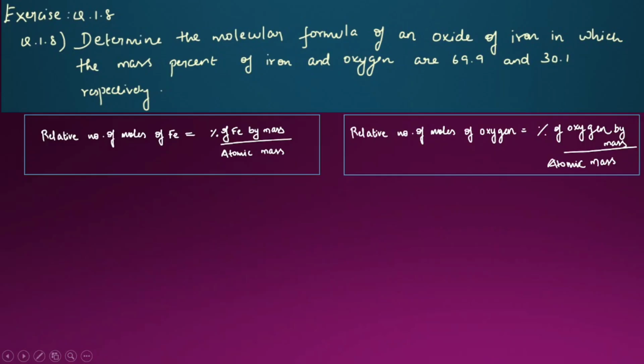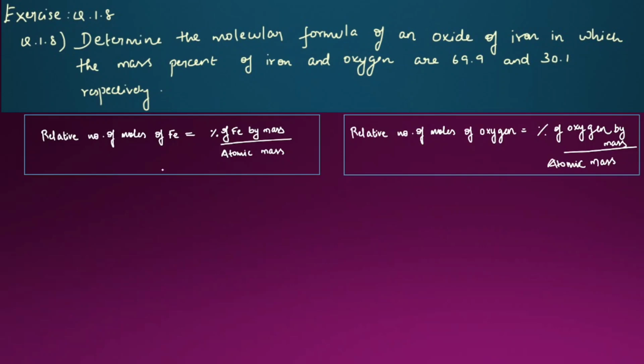Here we will look into problem 1.8. Determine the molecular formula of an oxide of iron which has 69.9% iron and 30.1% dioxygen by mass. So first of all, step 1 is to calculate the relative number of moles of iron and oxygen using this formula. That's nothing but relative number of moles of iron will be equal to percentage of iron by mass by atomic mass. The same way we will calculate for oxygen. It is percentage of oxygen by mass by atomic mass.